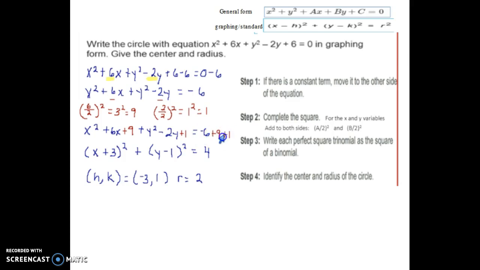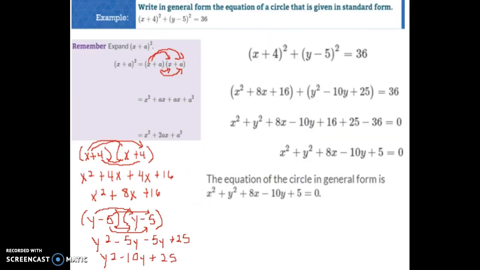So 9 minus 6 plus 1 is going to give us 4. So now you can see that that is now in our graphing form. So for our (h, k), remember h is going to be the opposite sign of here, so -3. Opposite sign here is 1, so our center is at (-3, 1). And then our radius, remember you take the square root of this number, our radius is 2. So that's how you do the first two questions.